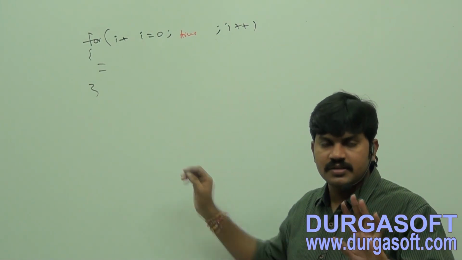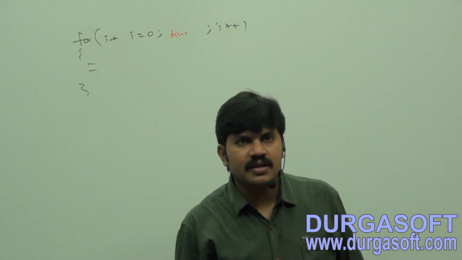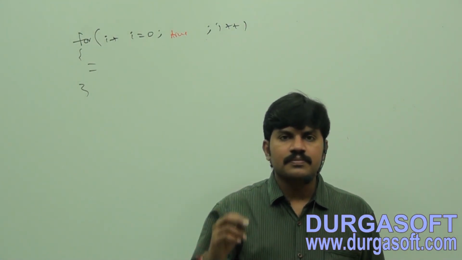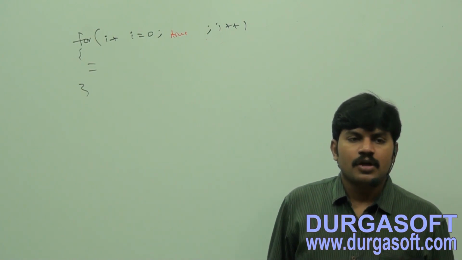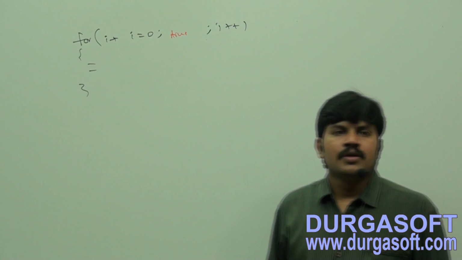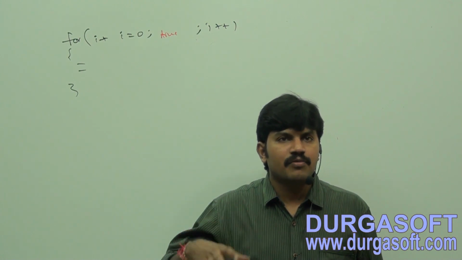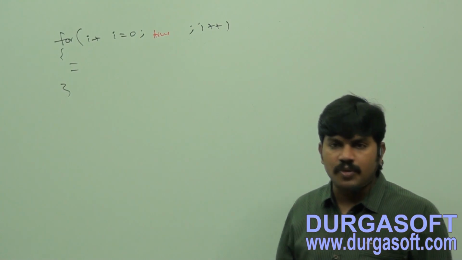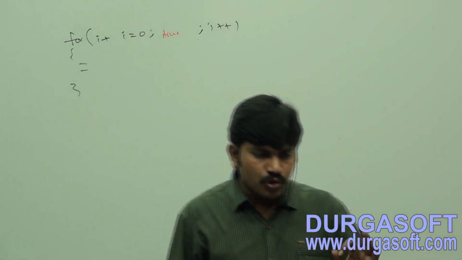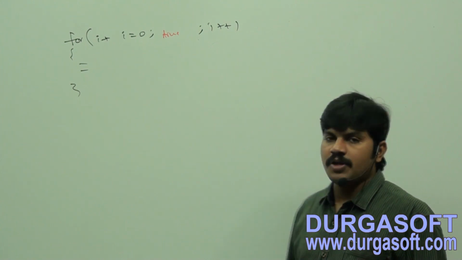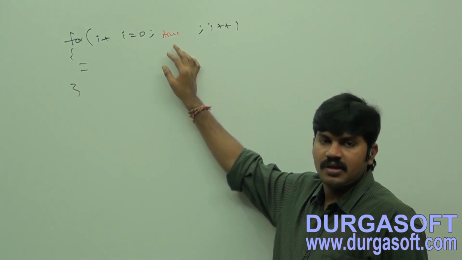Is it clear, right? Next, second point. This part is mandatory or optional? This part is optional. And if we are not taking anything, then the compiler will always place true. That's all. So this is the conditional check.